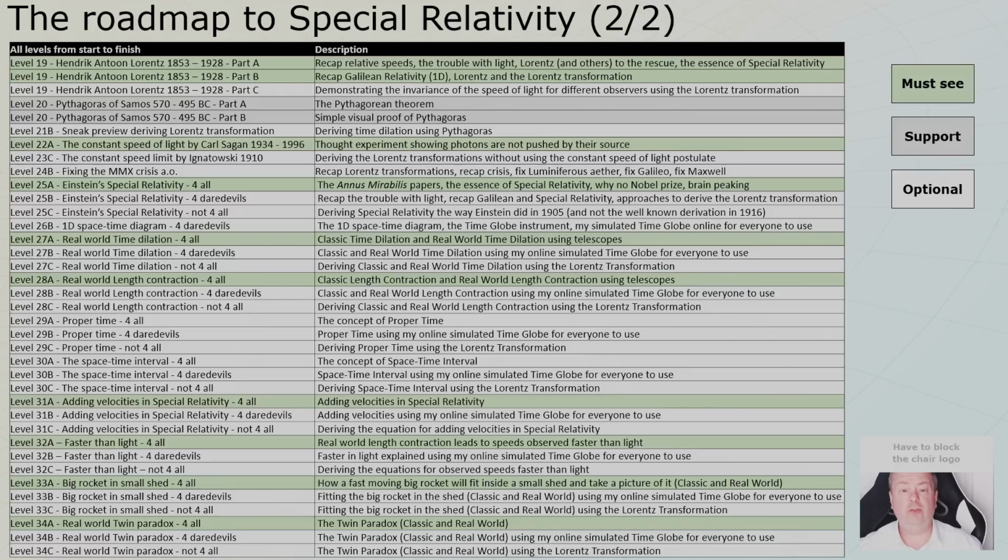We are now at 32B, faster than light using the space-time diagram.